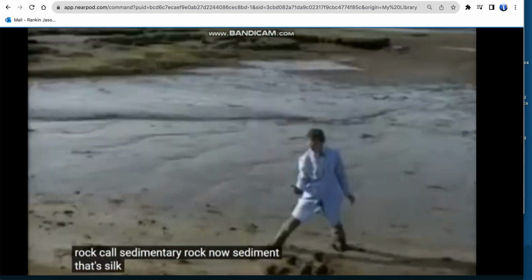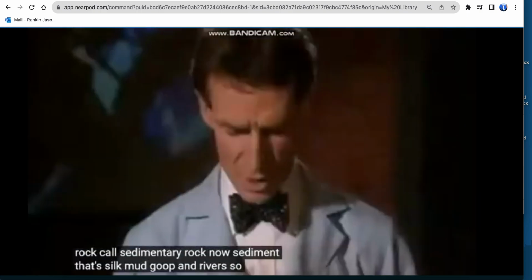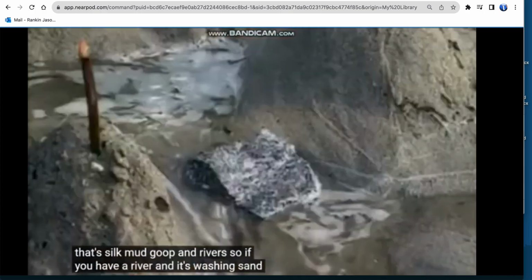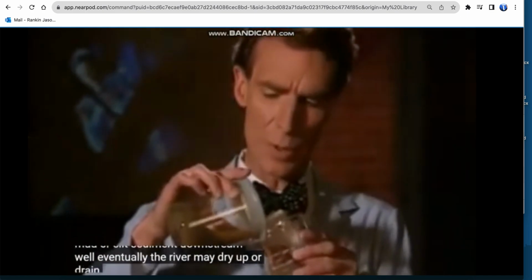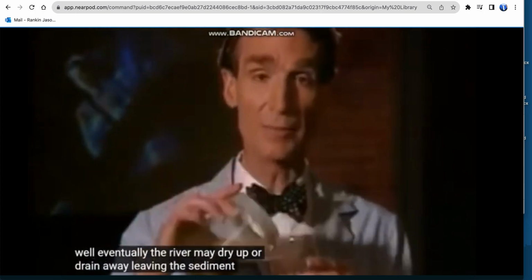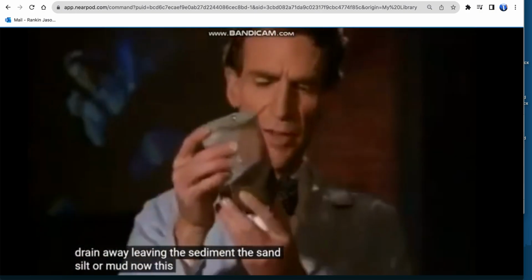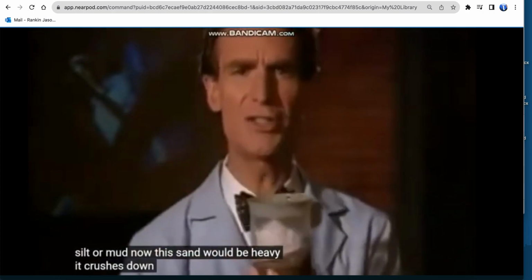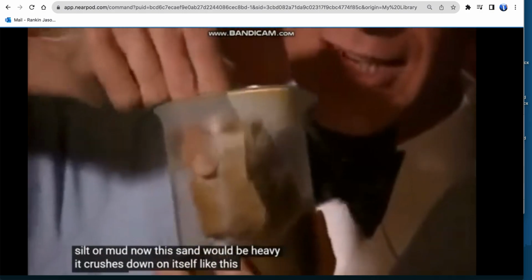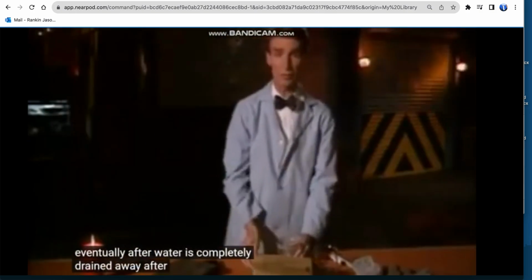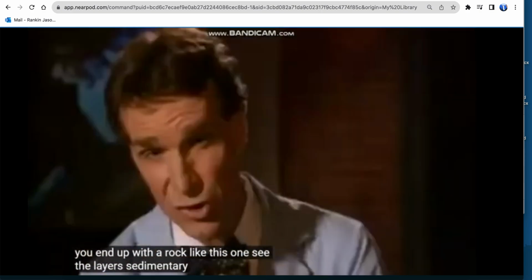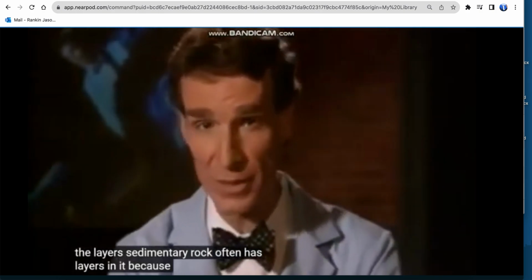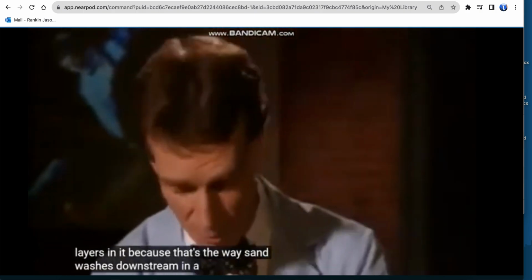The next type of rock we call sedimentary rock. Now, sediment, that's silt, mud, goop in rivers. If you have a river washing sand, mud, or silt downstream, eventually the river may dry up or drain away, leaving the sediment. Now, this sand would be heavy. It crushes down on itself, squeezing itself together, till eventually, after the water is completely drained away, after a few thousand years, you end up with a rock like this one. See the layers?